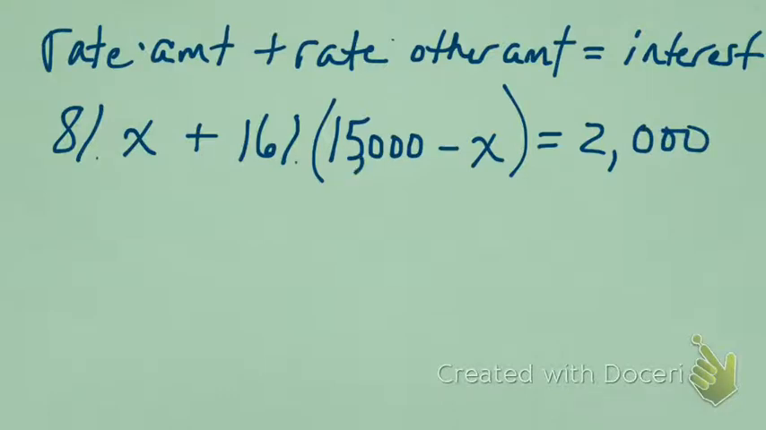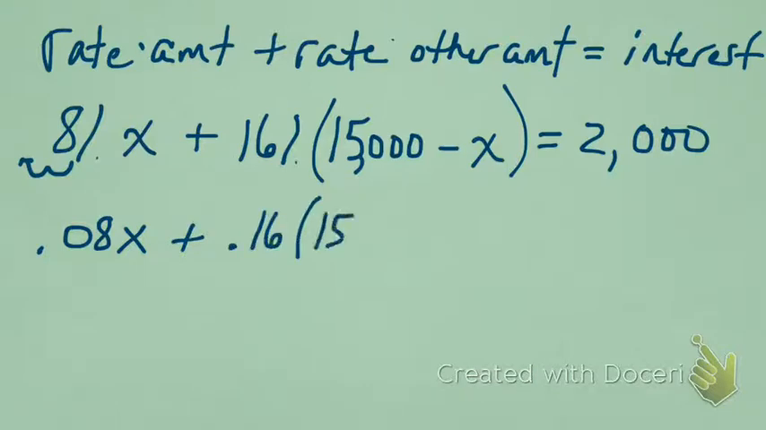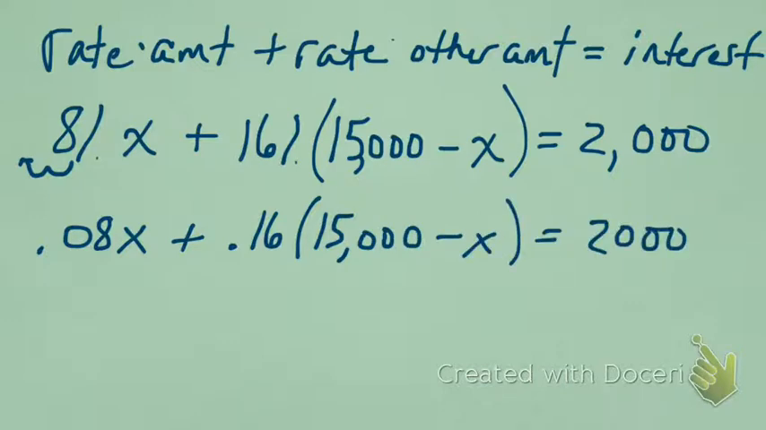To solve this equation, we would begin by converting these percentages to decimals. This 8% is equivalent to 8/100ths. 16% is the same as 16/100ths. We would work this problem by distributing. Let's multiply 16/100ths times everything inside.